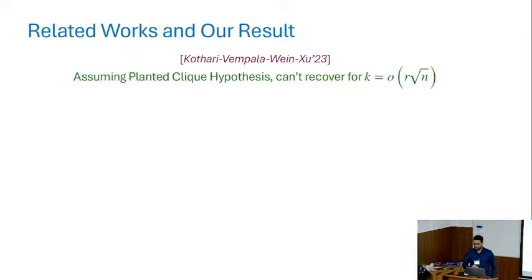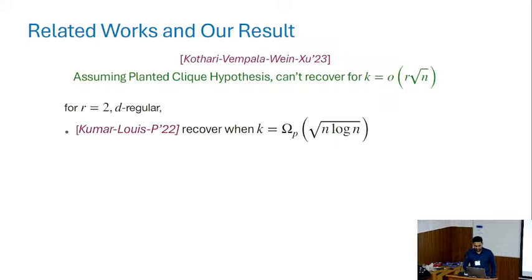And so what is known about this? Have people studied this? People have studied these sort of things for the densest k-subgraph problem. But for this particular problem of R-coloring, there was this paper of Pravesh, Santosh, Alex and Jeff, which gave a lower bound of R square root n for recovery. This was using the planted clique hypothesis, which itself says that planted clique cannot be done better than square root n. And for R equals 2, there were some results.